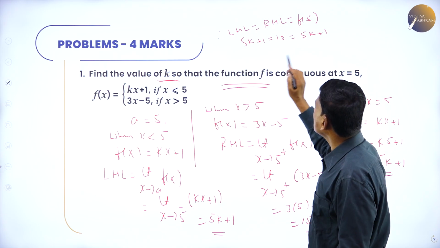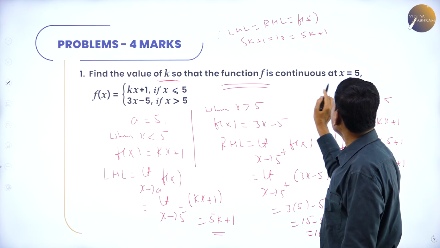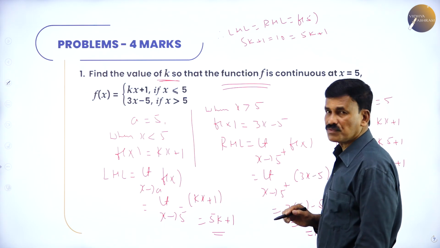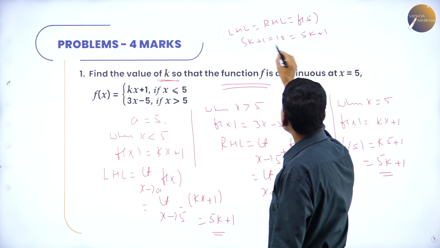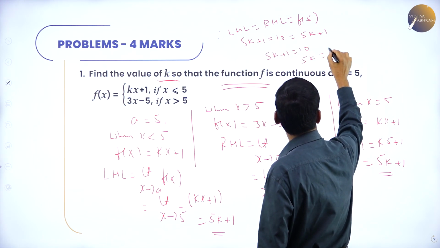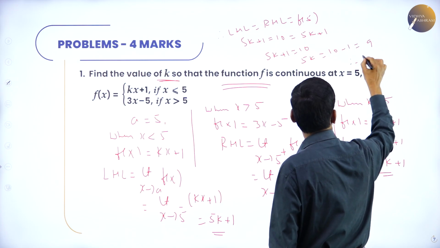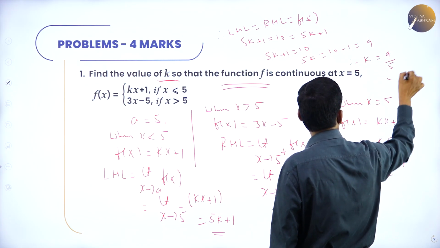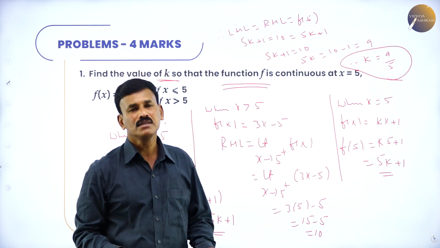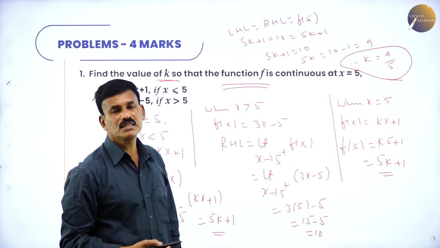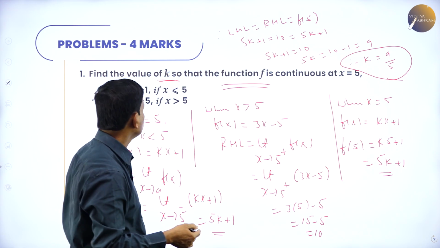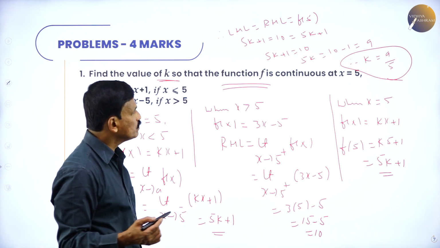Since f of x is continuous at x is equal to 5, therefore left hand limit is equal to right hand limit is equal to functional value. Let us equate first and second. 5k plus 1 is equal to 10, 5k is equal to 10 minus 1 is 9, therefore k is equal to 9 by 5. That's it. So, the value of k is equal to 9 by 5. This is how we are going to find the value of k. So, if you do this much, definitely you will get the 4 marks. Very important type problem. Now, let us move on to the next problem, similar type problem.